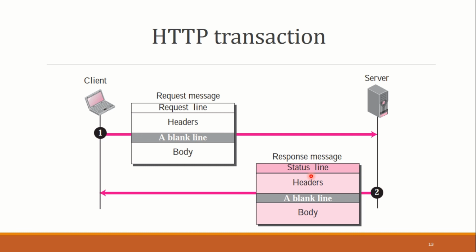Now, the header lines in the response message. After the status line, we have the header lines. We can have 0 or more response headers. Each header line sends additional information from the server to the client. For example, the sender can send extra information about the document. Each header line has a header name, a colon, a space, and a header value.